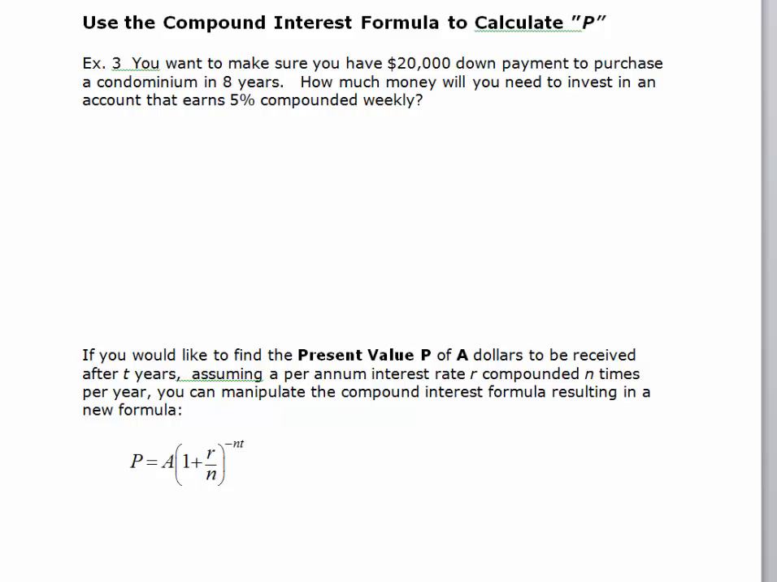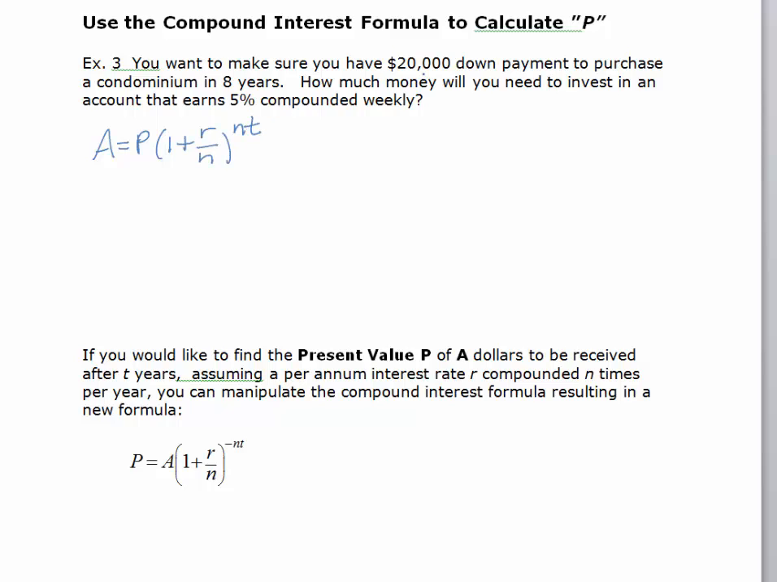In the last problem, we were solving a problem where we wanted to find out what the amount was after time, and we were given P, the principal. Now we're given the amount after time, and we want to find out how much we will need to invest in order to achieve that. So it's still a compound interest problem, and so we'll write down the formula. A equals P times (1 plus R over N) to the NT.